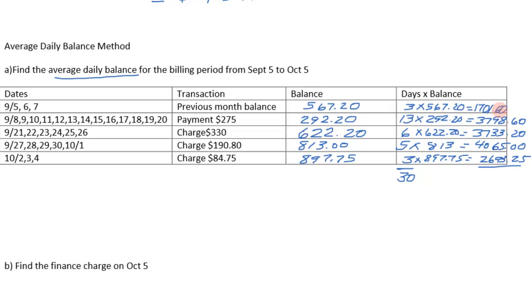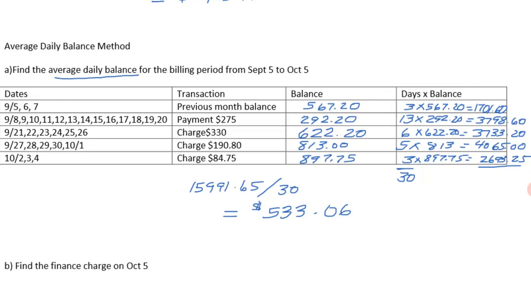And now what you're going to do is go ahead and add all of these numbers up, and then we're going to divide by 30, and that gives us our average daily balance. So when I add all these big numbers up over here, I got 15991.65. And you can check all of these to see if you're on track, okay? And now we're going to divide that by 30, and that's going to give us our average daily balance of $533.06 when it's rounded to the nearest cent. So there's your average daily balance for that billing period.